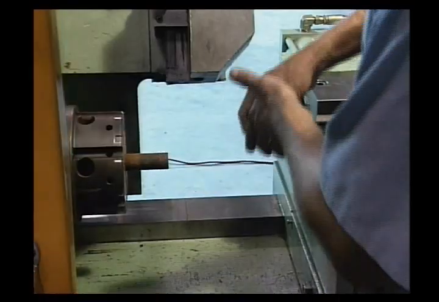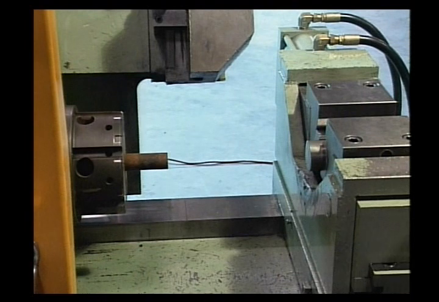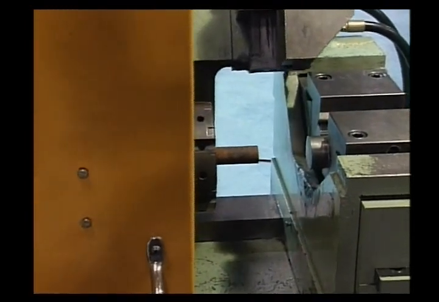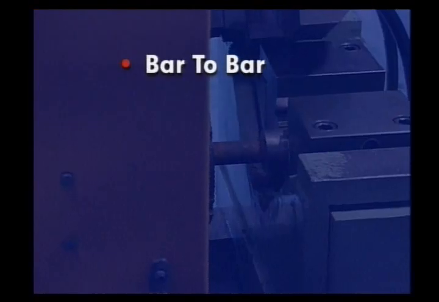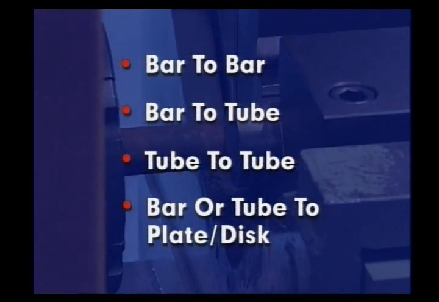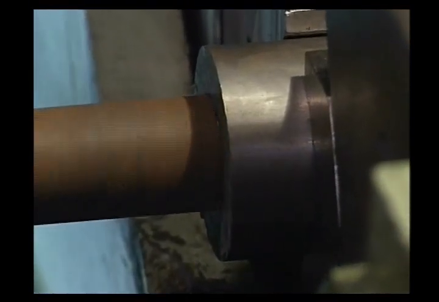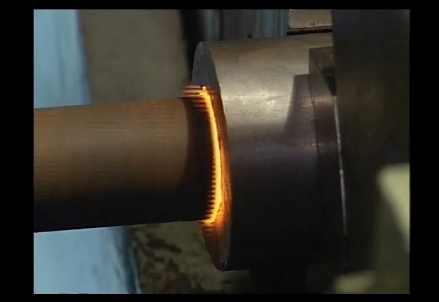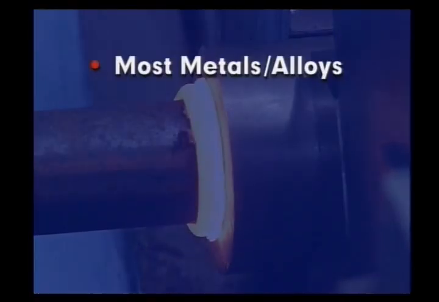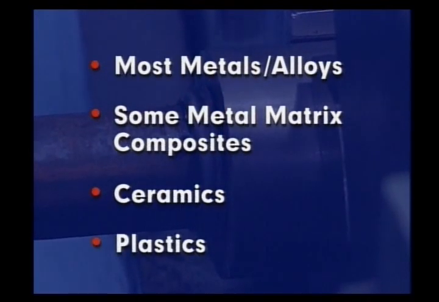In general, one workpiece must have an axis of symmetry and be capable of being rotated about that axis. Workpieces are usually either in butt or T-joints, with the pieces being bar to bar, tube to tube, and bar or tube to plate or disc. Additionally, friction welding can be used to join a wide range of similar and dissimilar materials, including most metals and alloys, some metal matrix composites, ceramics, and plastics.